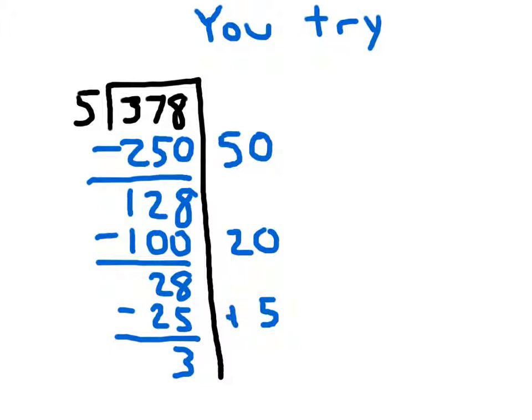So if I add those together, I've got 50, 20, and 5. That's 75. And then this 3 over here is our remainder. So I have 75, remainder 3. I took all these partial quotients, added them together to get our quotient, and that is our remainder. We'll give you one more to try.